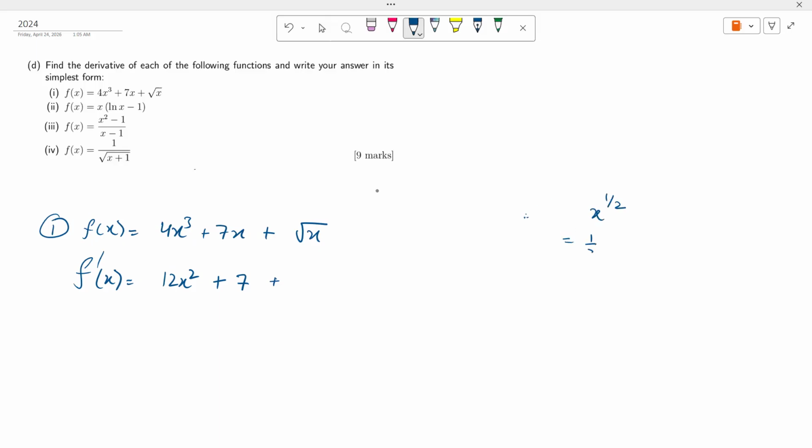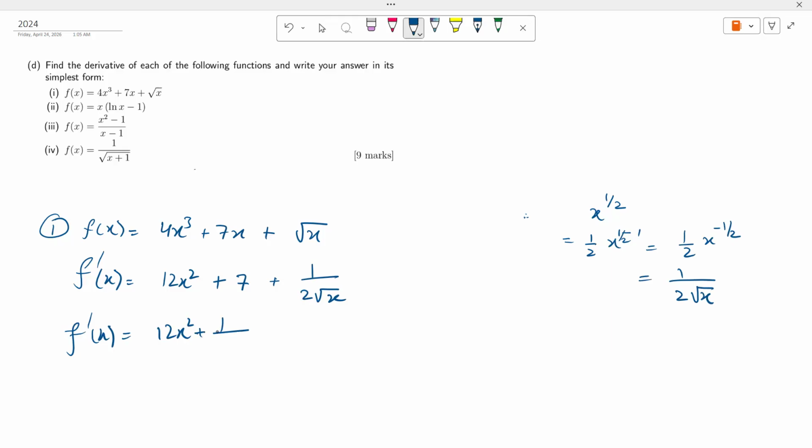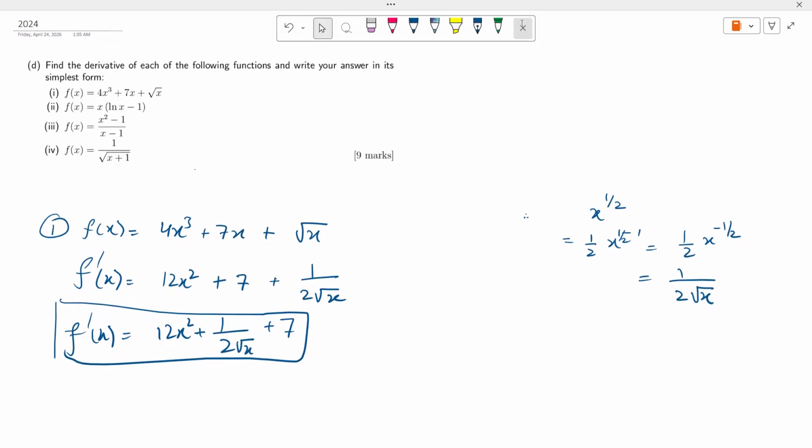So if I apply the power rule on this, minus half, I would get 1 upon 2 under root x. So you can rearrange the answer: 12x squared plus 1 upon 2 under root x plus 7. So that is the answer for the first question. Now let's solve the second part.